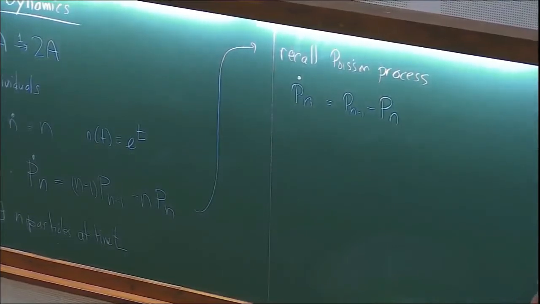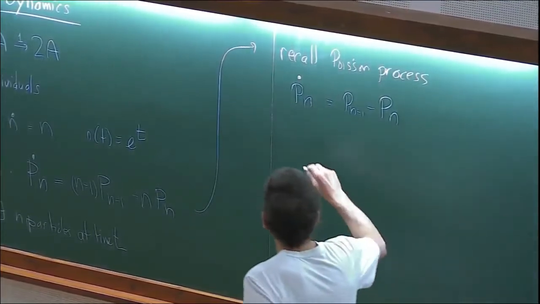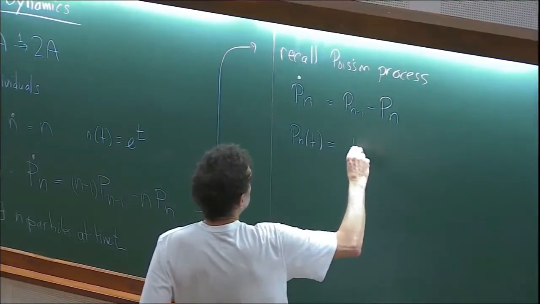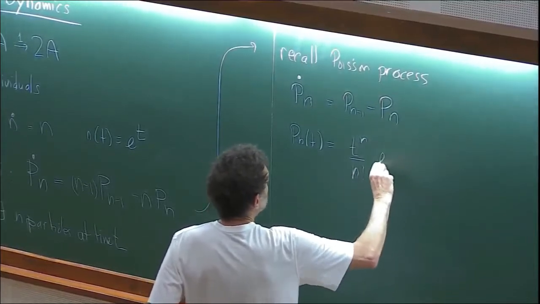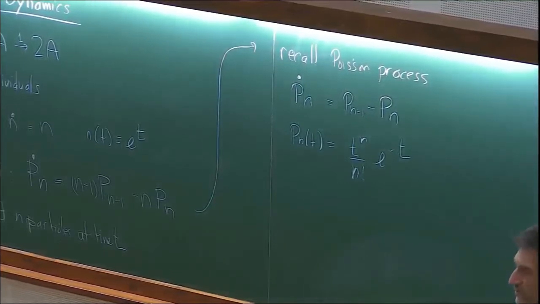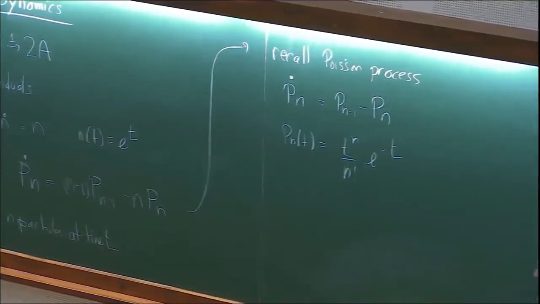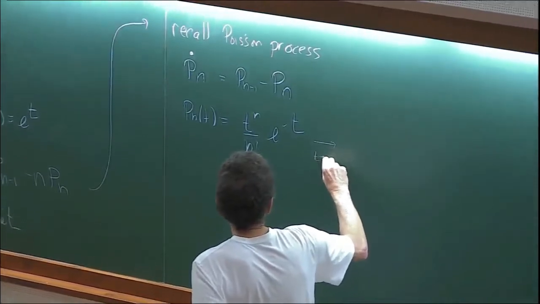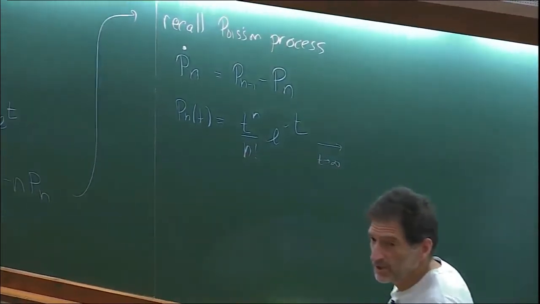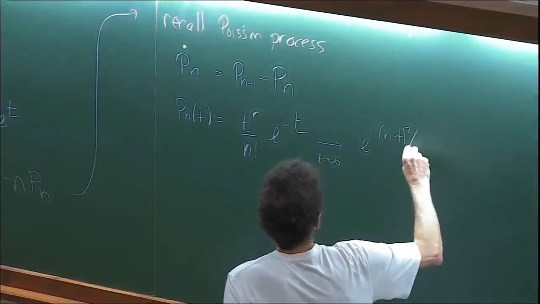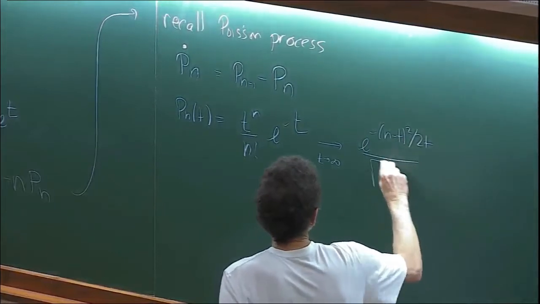Now for the Poisson process, let me just remind you what the solution is. Pn of t is equal to t to the n over n factorial e to the minus t. And in fact, that's not a terribly useful form of the solution, even though it's exact, because you have a factorial, so you don't see the analytic structure. But in the limit of large time, t goes to infinity, this just goes to a Gaussian, a translating Gaussian, e to the minus n minus t squared divided by 2t, divided by the square root of 2 pi t.